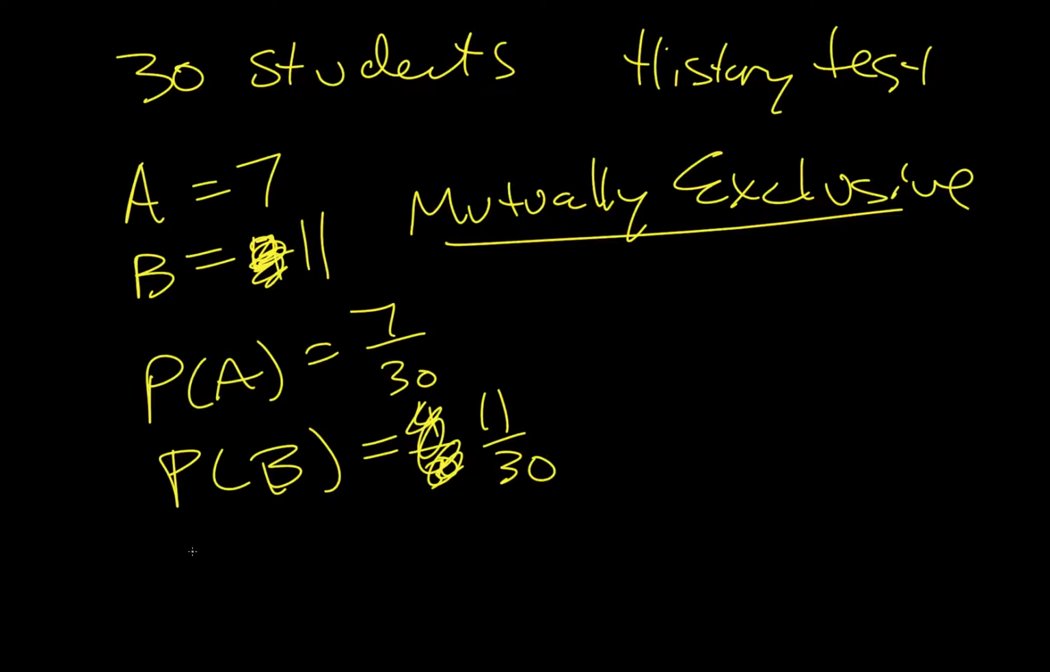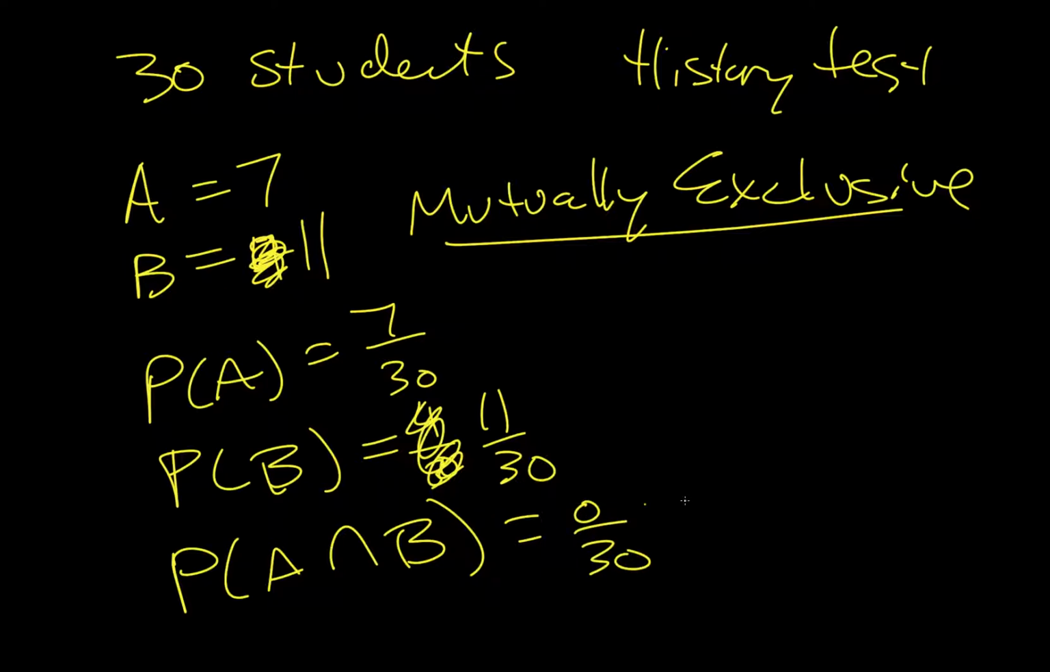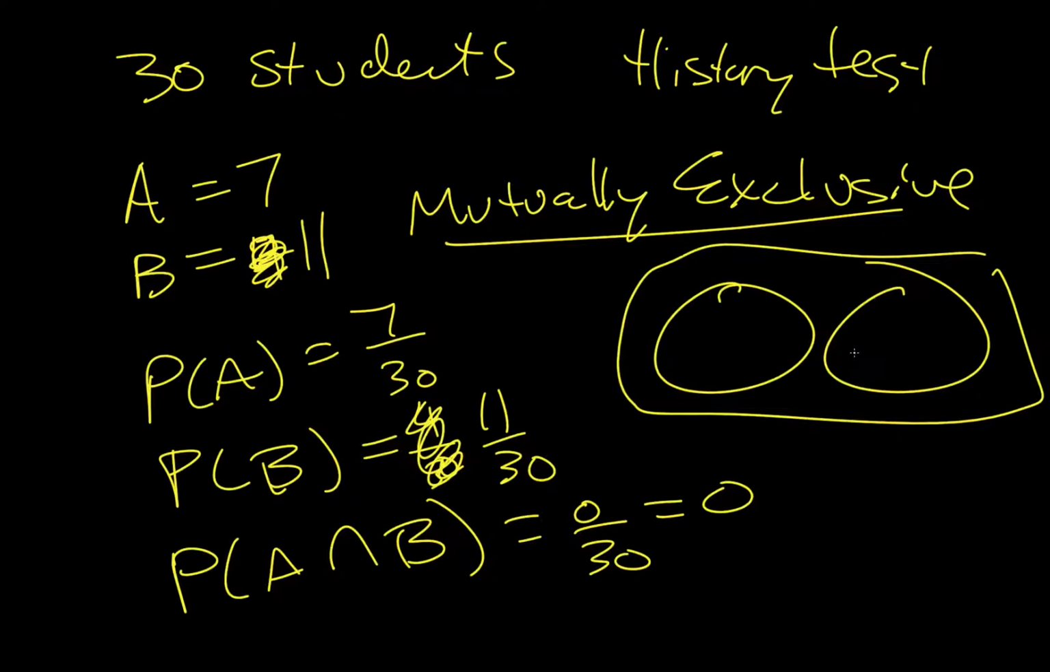And then we want to know the probability of A intersect B, which is going to be 0 because they're mutually exclusive. Remember the Venn diagram looks like this. They don't cross at all. So that would be for A and for B.